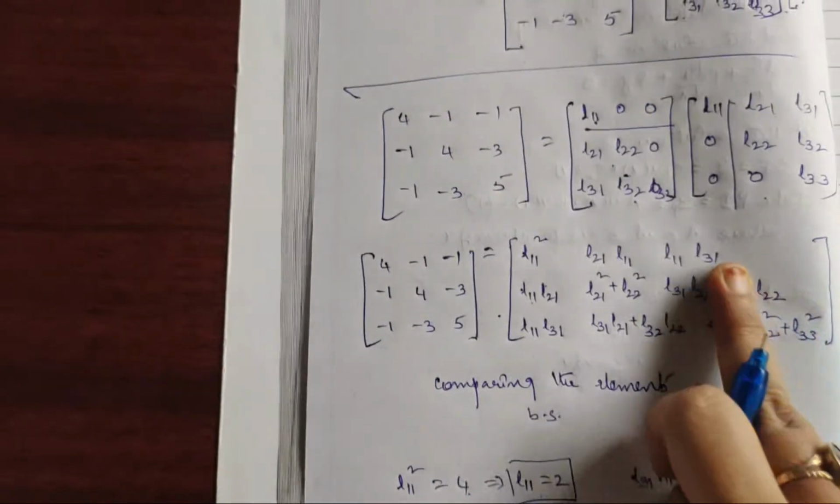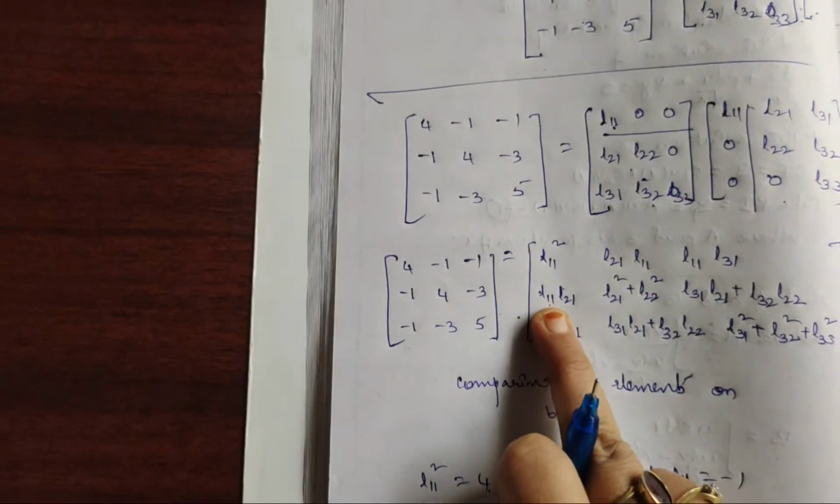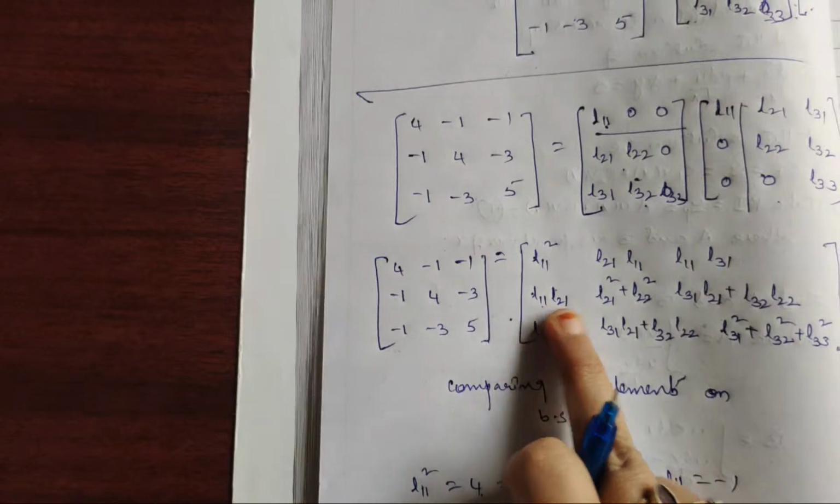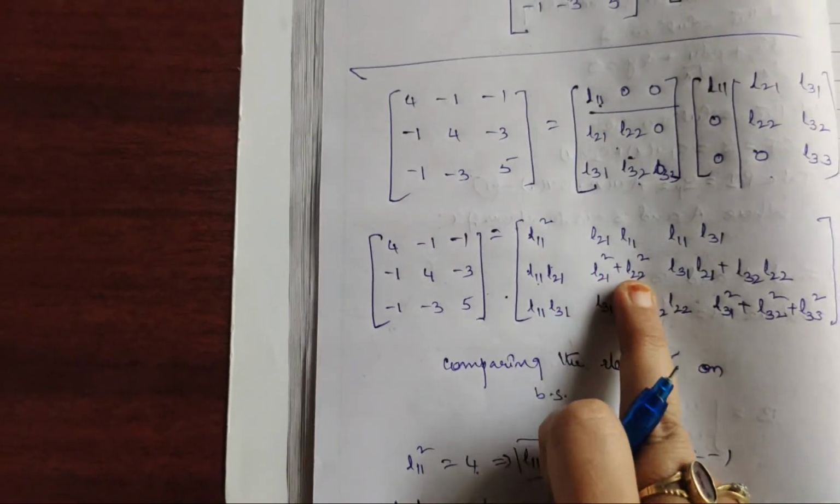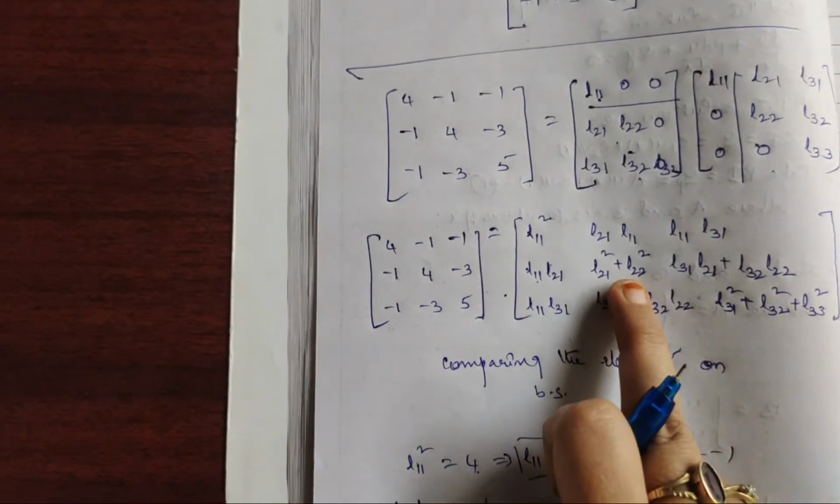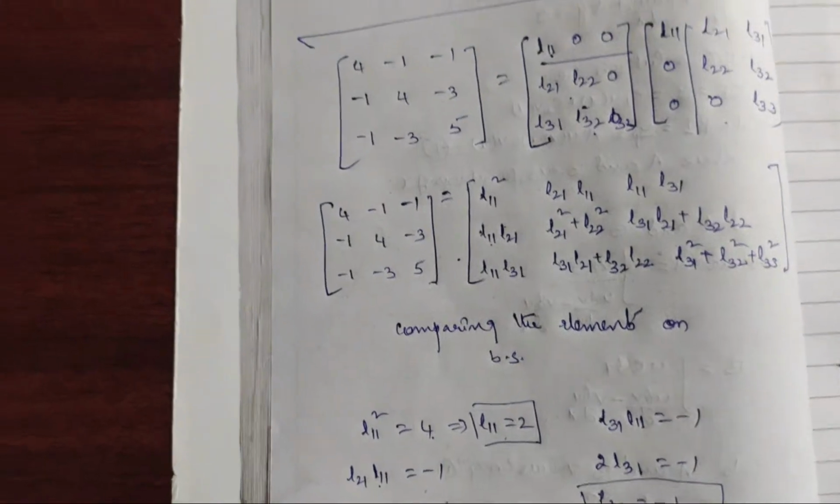Next, after getting your L11, L31, we'll move to L2. So this and this, no need, we can skip this one. Then L21 square plus L22 square. From here, we are going to obtain the value of L22 square.